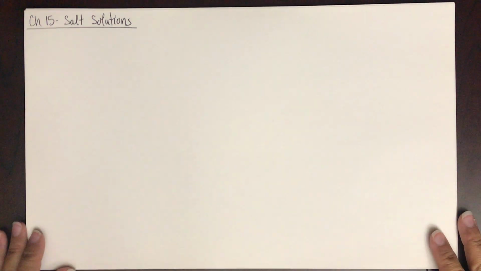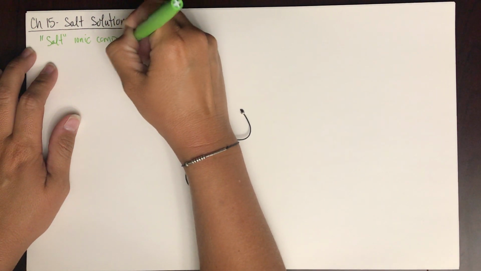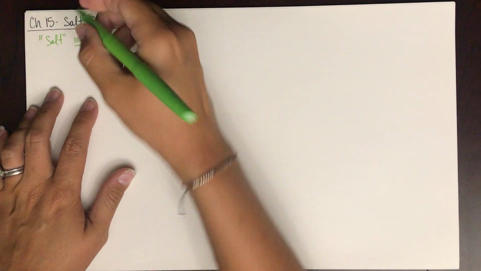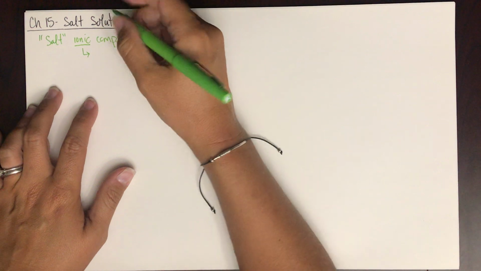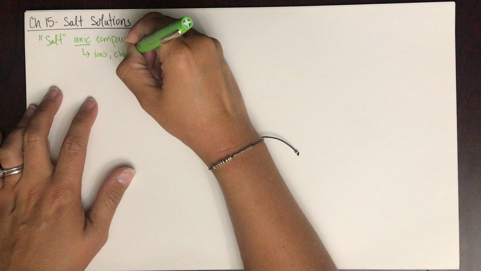Let's talk about something called salt solutions, or salts in solution, to see if they will be acidic or basic. The word salt in chemistry really just means an ionic compound. Any ionic compound. Remember, ionic means it's made up of ions, and those ions are charged.